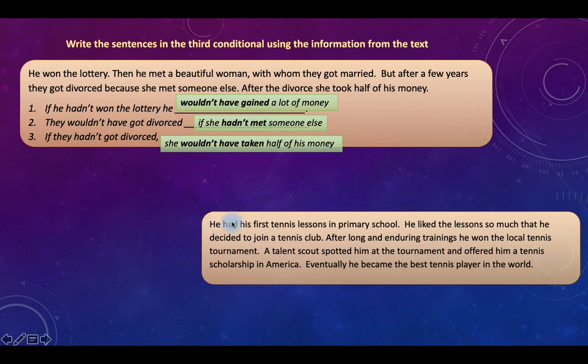The second situation. Let's read the text first, and then you'll have to write 3 sentences using the third conditional and using the information from this text. He had his first tennis lessons in primary school. He liked the lessons so much that he decided to join a tennis club. After long and enduring trainings, he won the local tennis tournament. A talent scout spotted him at the tournament and offered him a tennis scholarship in America. Eventually, he became the best tennis player in the world.